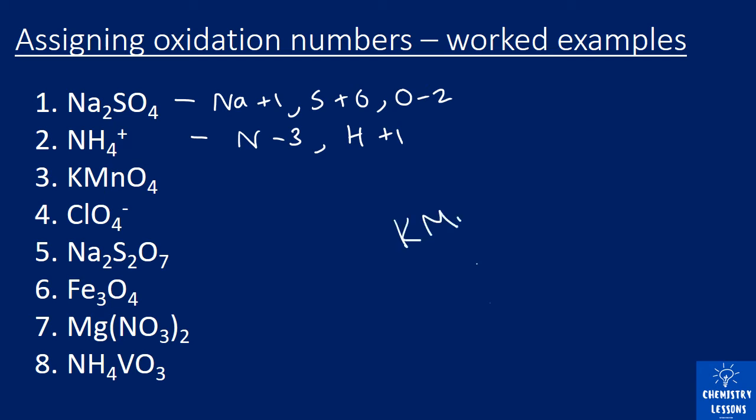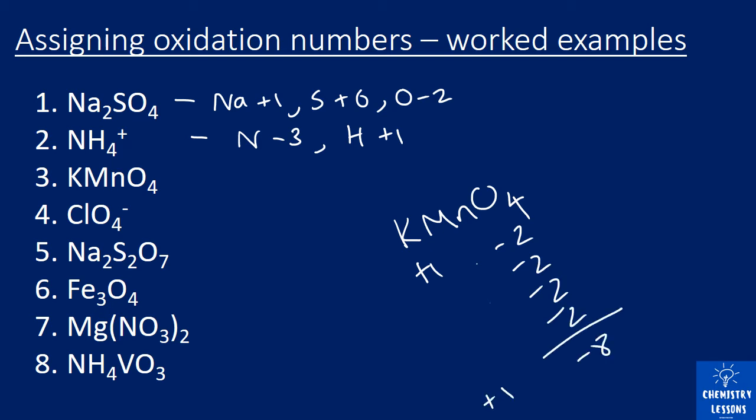Next, KMnO4. Well, K is a group 1 metal, that's +1. Oxygen, we know is -2, except in peroxides. This isn't a peroxide, so it's -2. There's 4 of them, so that's -8. The overall charge is 0, it's neutral, so the sum must add up to 0. So +1 -8 is -7, so Mn must be +7. So the oxidation state of Mn here is +7. So potassium is +1, Mn is +7, and oxygen is -2.